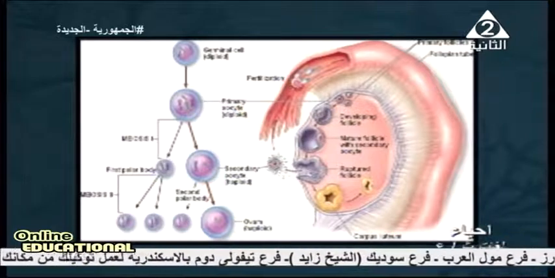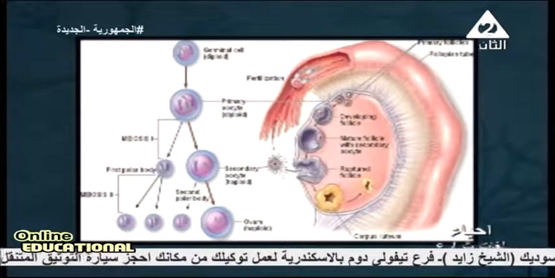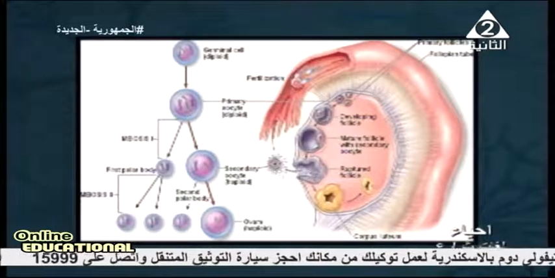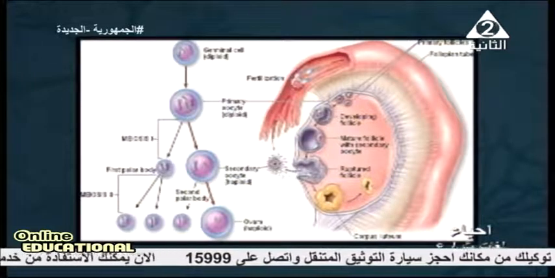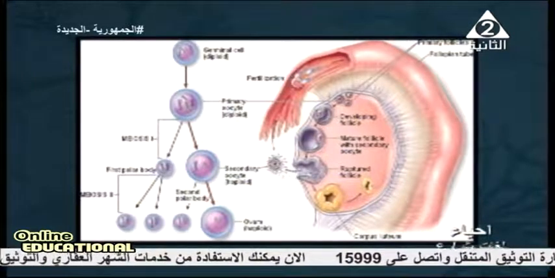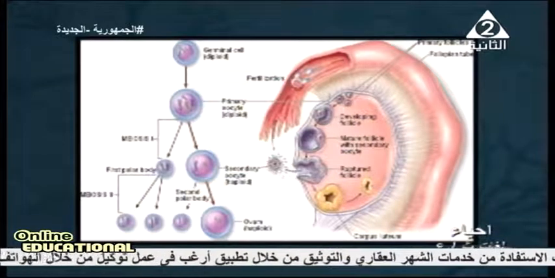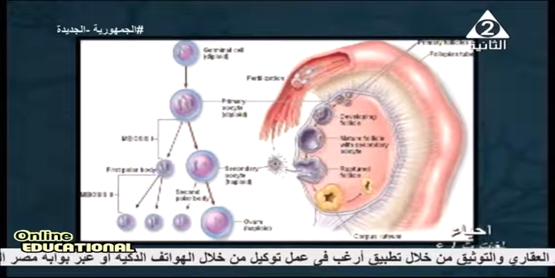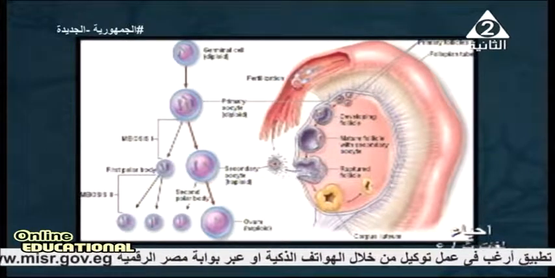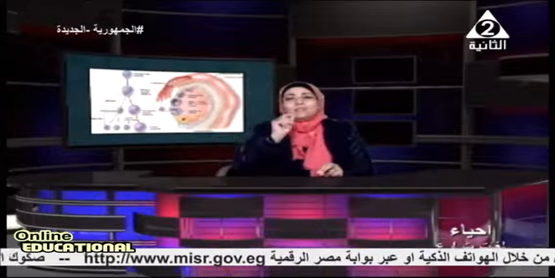Okay. First, this is described: there is a germinal cell, or mother cell. This mother cell contains the diploid number of chromosomes. Diploid means 2n, which means 46 chromosomes. Okay? We now describe what happens inside the ovary.